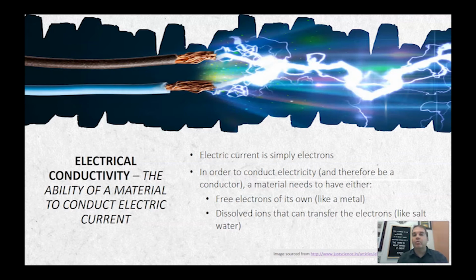So when you dissolve salt in water, you form sodium ions and chloride ions. They allow that solution to conduct electricity. So something will conduct electricity and be a good conductor if it has free electrons or dissolved ions that can move from one end of the material to the other. Obviously, if it doesn't conduct electricity, it's called an insulator.